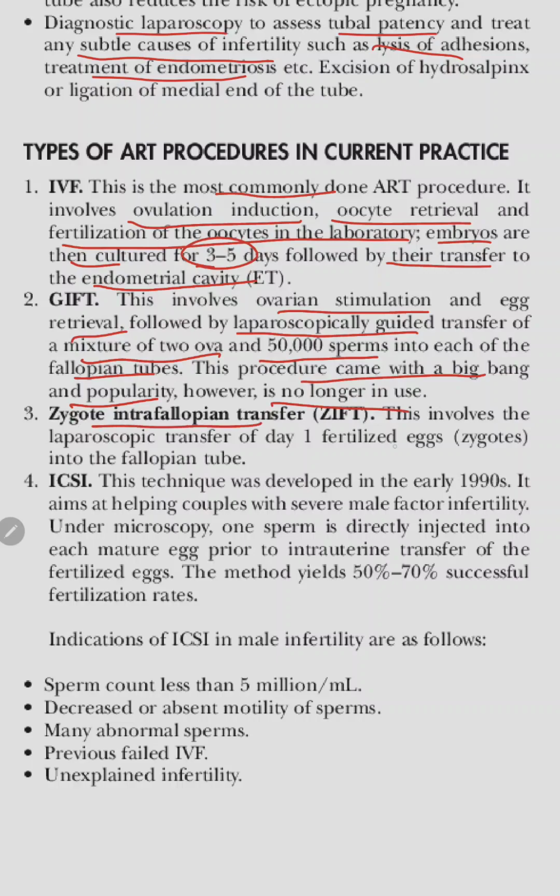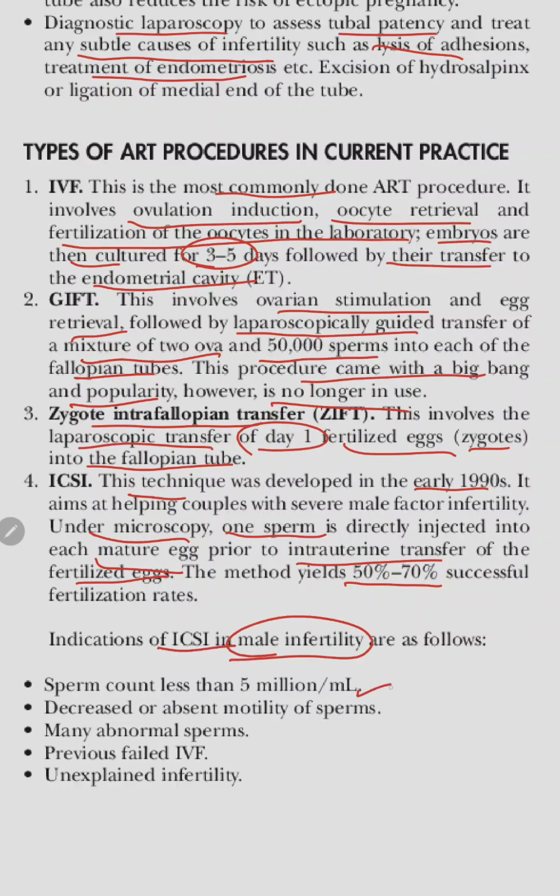Zygote intrafallopian transfer. This involves laparoscopic transfer of day 1 fertilized eggs or zygotes into the fallopian tube. ICSI. This technique was developed in the early 1990s. Under microscopy, one sperm is injected directly into the mature egg prior to intrauterine transfer of the fertilized egg. This method yields a 50 to 70% successful fertilization rate. Indications of ICSI in male infertility are sperm count less than 5 million, decreased or absent motility of sperm, many abnormal sperms, previous failed IVF, unexplained infertility.